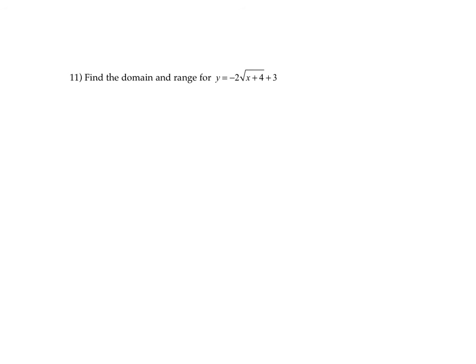Okay, we talked about this one briefly at the very end of class: to find the domain and range for y equals negative 2 times the square root of x plus 4, plus 3. So if you go back to thinking about just the square root of x, we should know that this parent function, the most basic of the square root functions, looks like this. So obviously this new one is being transformed.